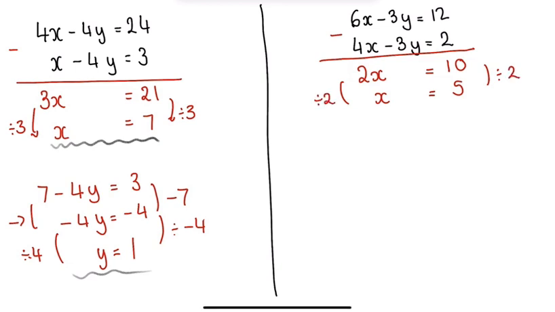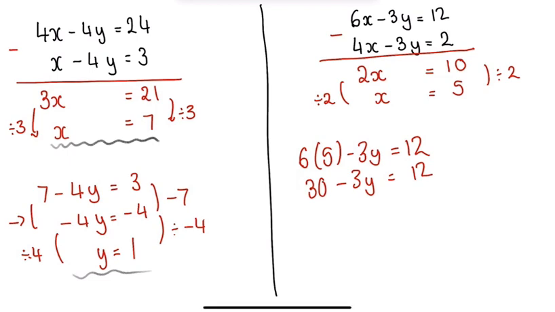But we're not done there. We need to substitute this into one of the equations. This time, I'll go for the top one. 6x, but it's 5, take away 3y equals 12. 6 times 5 is just 30. We're taking away 3y, which gives us 12.